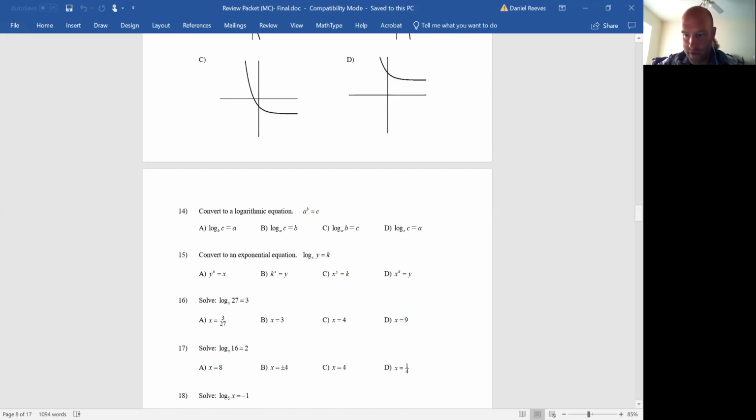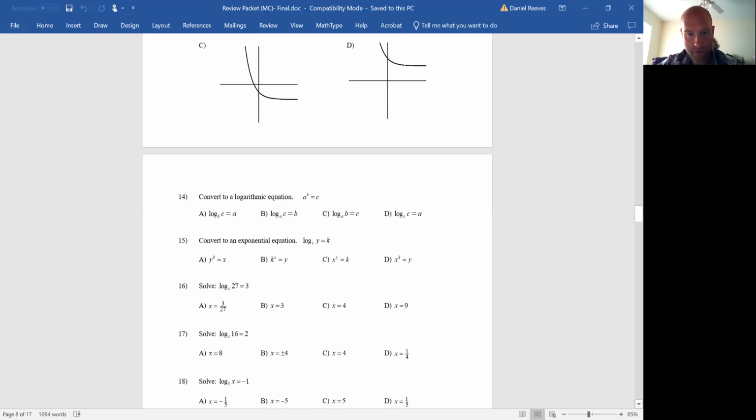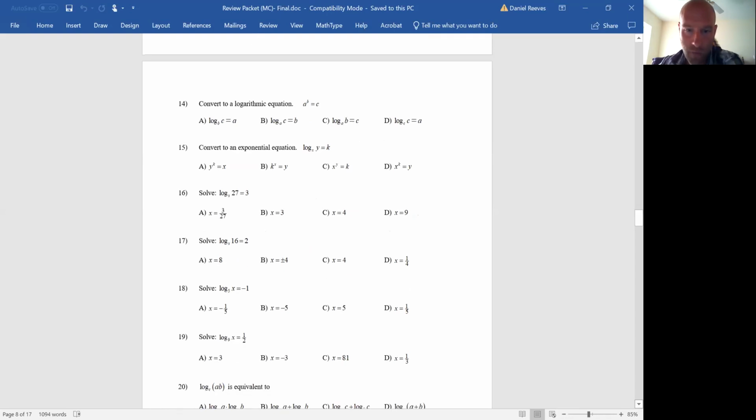Number 18, they say to solve the log base 5 of x equals -1. That's saying 5 to the -1 equals x. And a number to a negative exponent is 1 over that number, so I'm getting 1/5, which I wrote 1/5. That was silly. The answer is D.